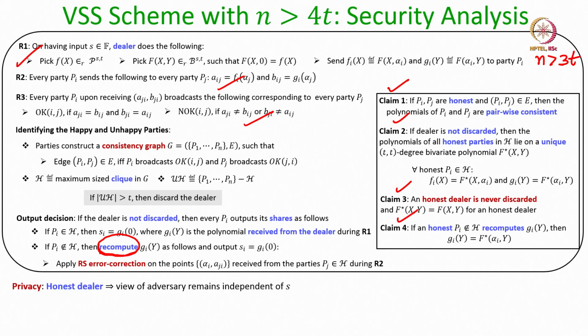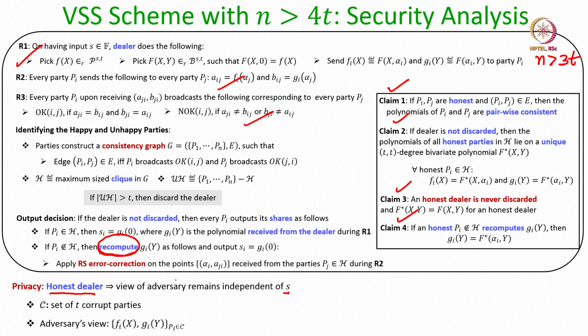So, now let us prove the properties of this VSS scheme, namely the privacy, correctness and strong commitment. For privacy, we have to consider an honest dealer, and we want to show that if the dealer is honest during the sharing phase, then the view of the adversary remains independent of the dealer's secret, and the proof for this more or less remains the same as it was for the previous VSS scheme.